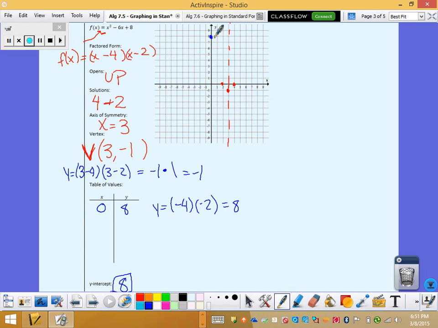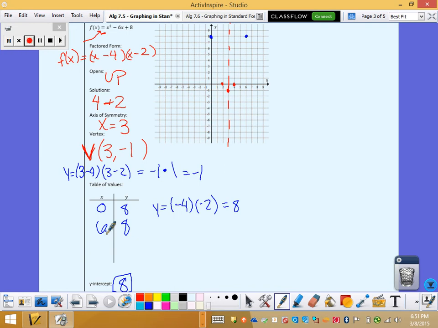Okay, now let's graph the reflection. This point reflected over the axis of symmetry. It is 1, 2, 3 away, 1, 2, 3 away on the other side. And the height's going to be the same. So this point is at (6, 8).